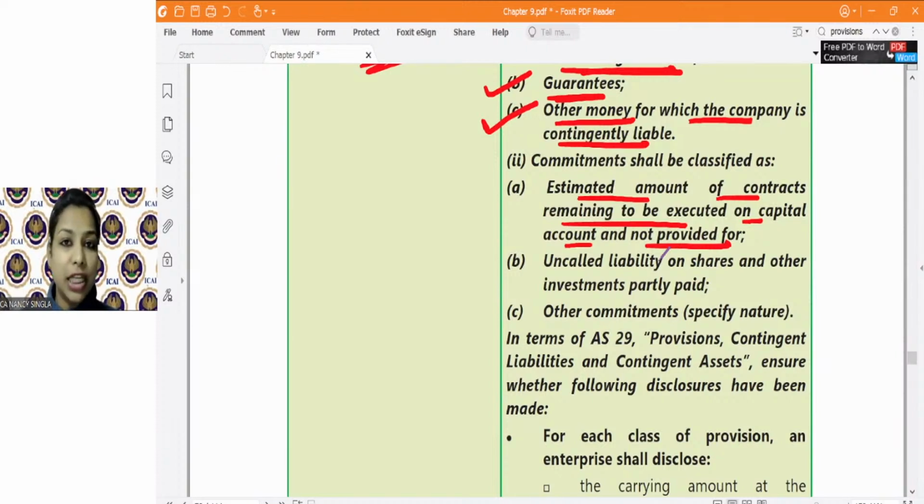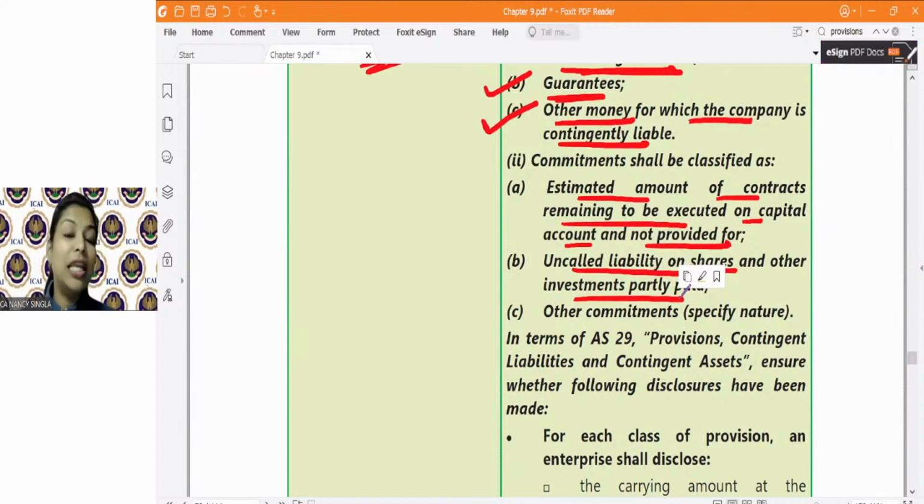Because those conditions are not satisfied, the conditions that we have discussed. So these are shown as what? The commitments under the head contingent liabilities and commitments. Uncalled liability on shares and investments partly paid. If the company has invested in certain shares, there are certain investments which are partly paid, right, but the uncalled amount is what?